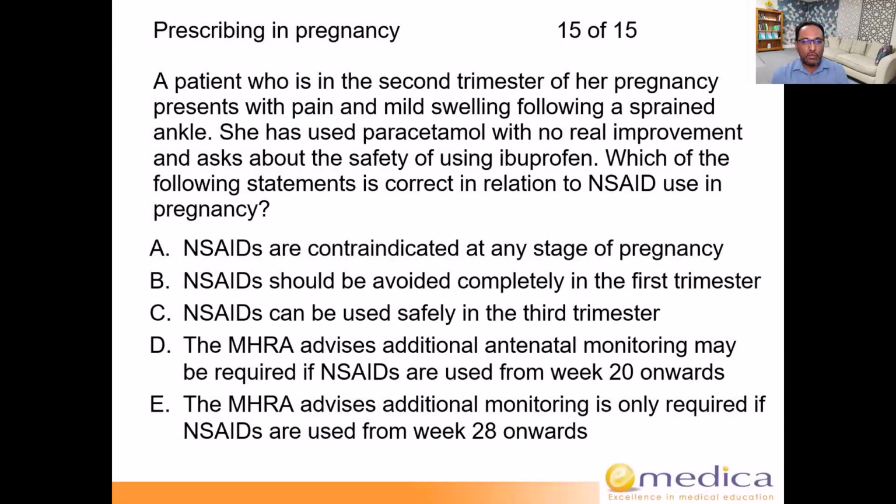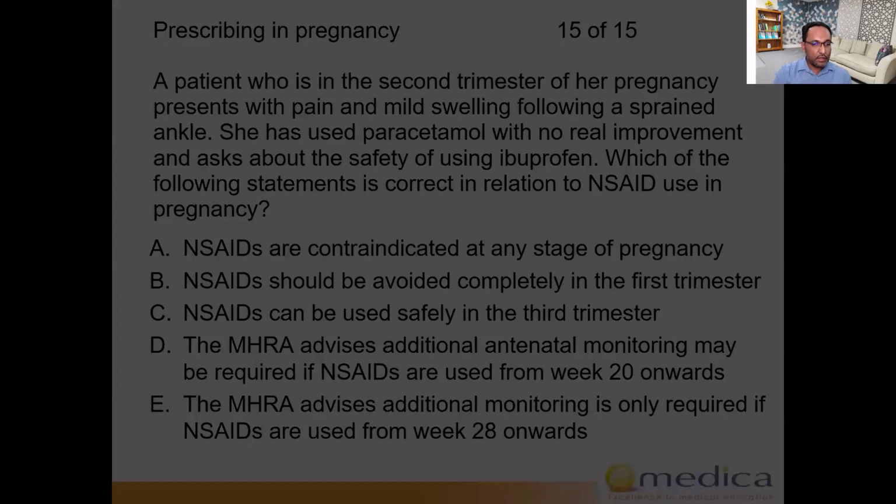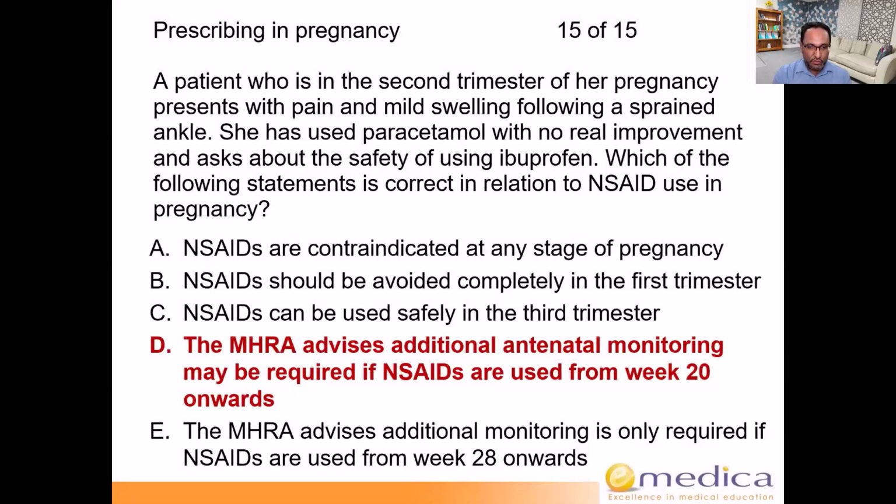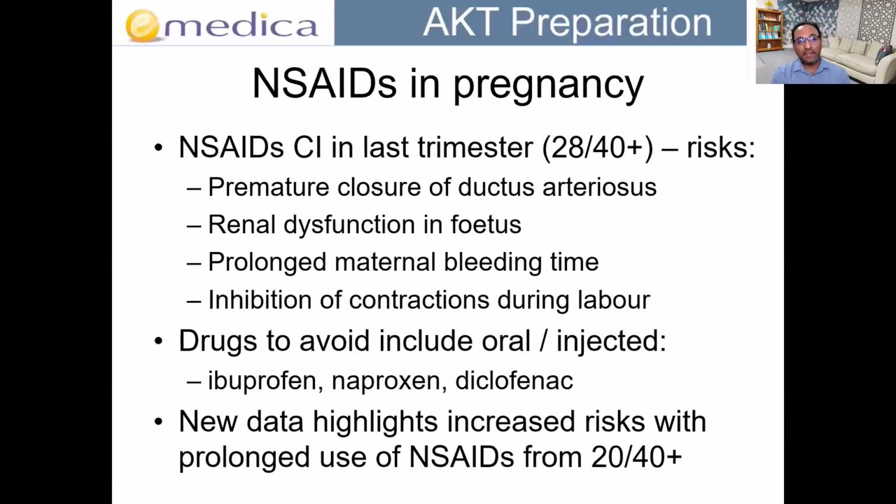Okay, last one. So we've got someone in the second trimester, and they've been using paracetamol. That's not helped. Now they've gone on to ibuprofen because they've got a sprained ankle. So what's the right information to tell them about NSAID use in pregnancy? The correct answer is D. That actually, if someone has used NSAIDs beyond week 20, then they might need additional monitoring. And that's because of a recent MHRA alert. Okay, the MHRA is the Medicines and Healthcare products Regulatory Agency.